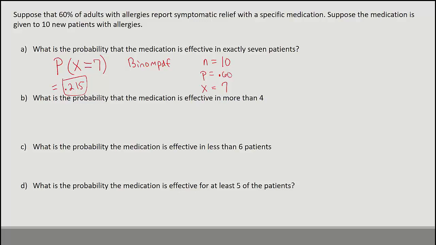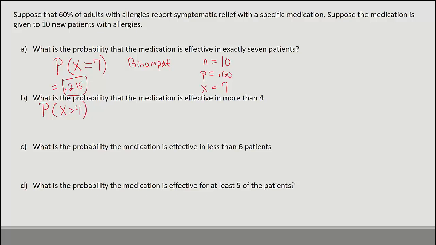Part B: what is the probability that the medication is effective for more than 4 people? That's the probability that X is more than. More than means strictly greater than 4.